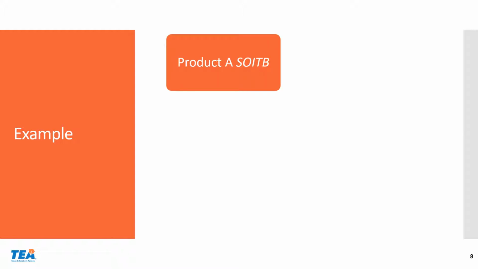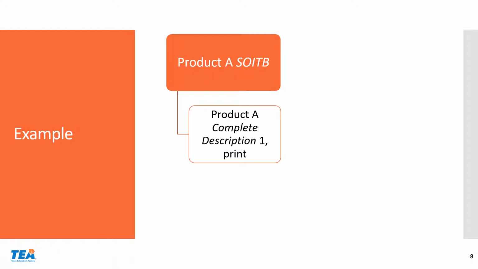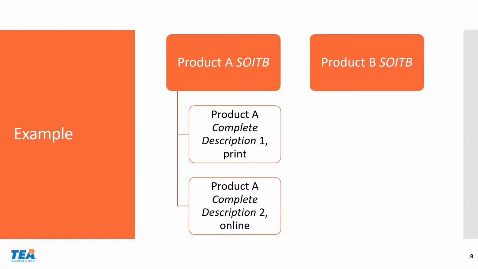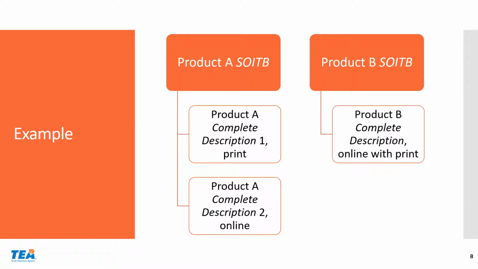To show you this in another way, here is Product A, where the publisher selected print and online. There is one complete description for the print version and another complete description for the online version. Here is Product B, where the publisher selected online with print, and there's only one complete description.